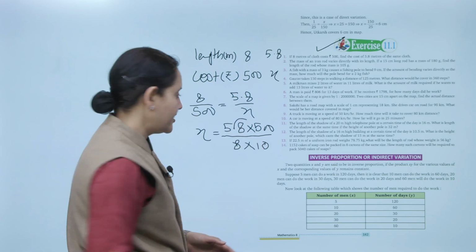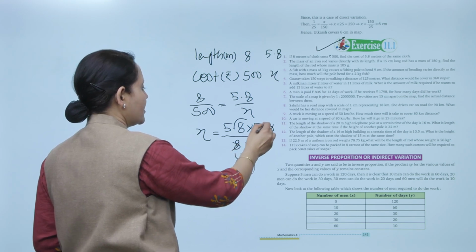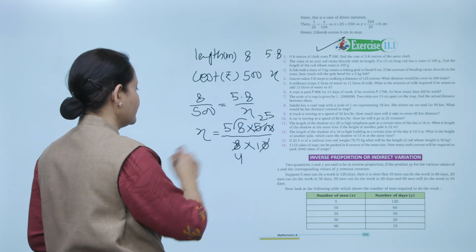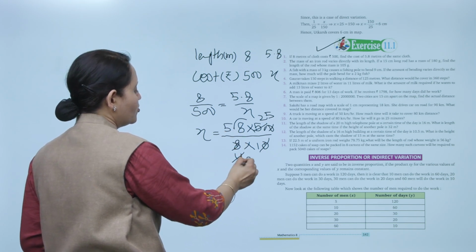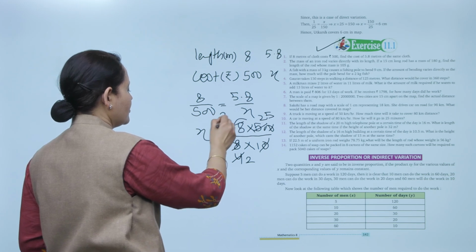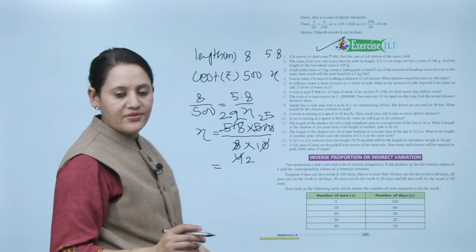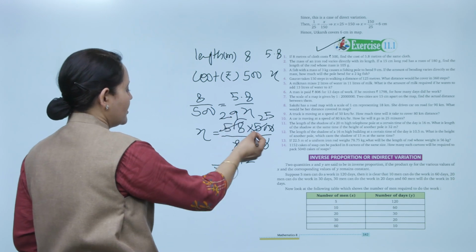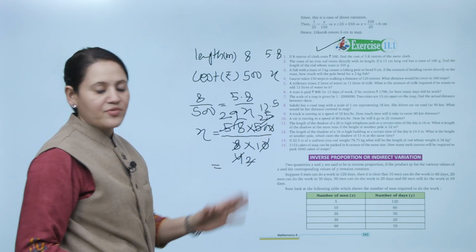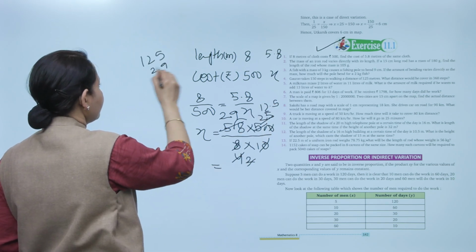Decimal हटाएंगे, 10 लगा देंगे, 2 4 8, 25. Clear? 2 2 4, 29 into 25 divided by 2 कर देंगे, 12.5 आ जाएगा. 29 multiply by 12.5, multiply करके देख लेते हैं.